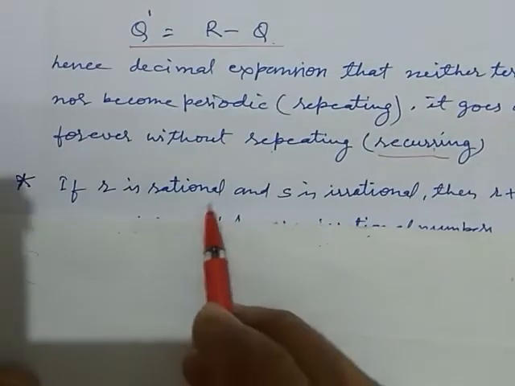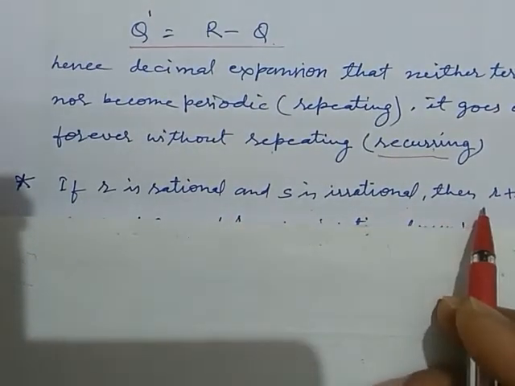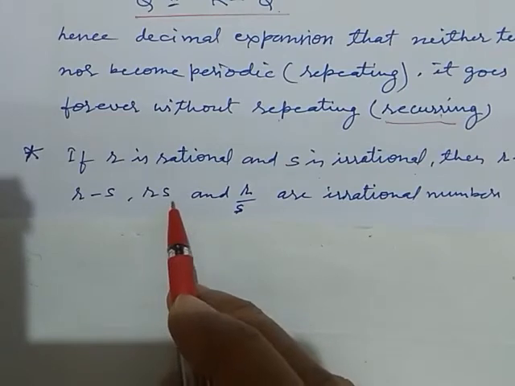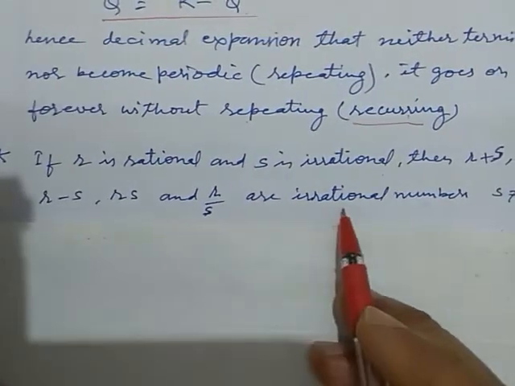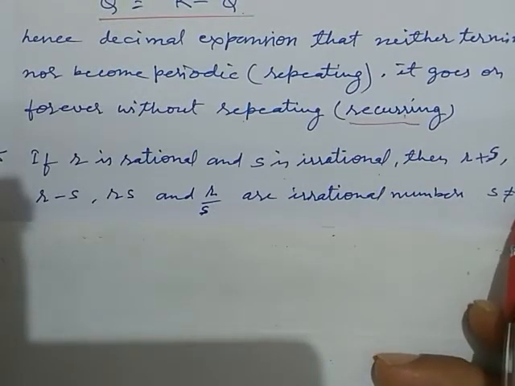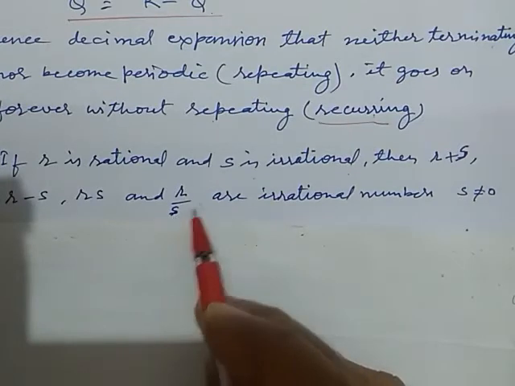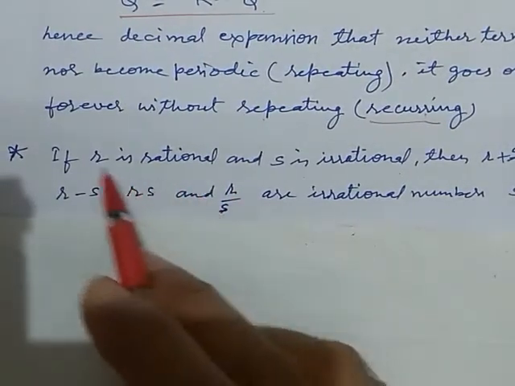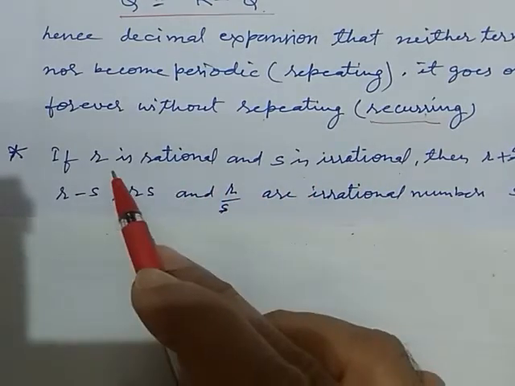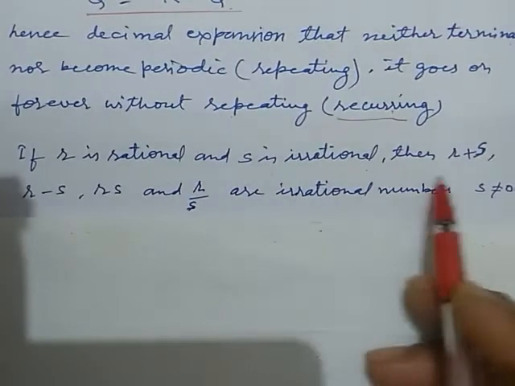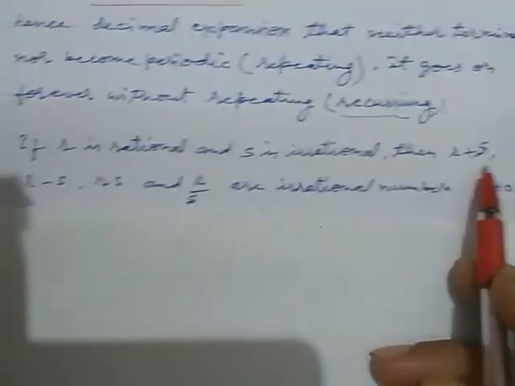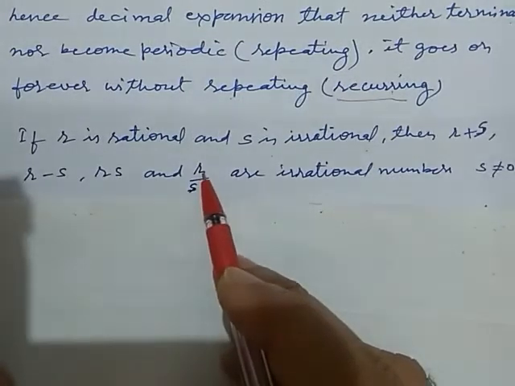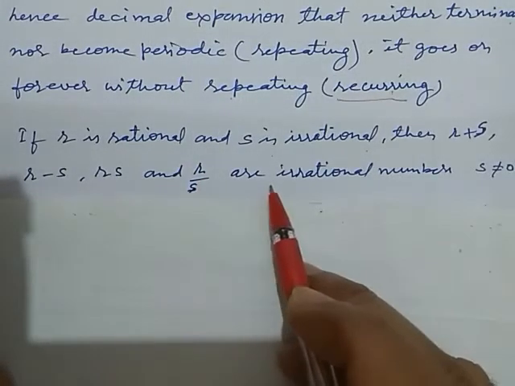If r is rational and s is irrational, then r plus s, r minus s, r into s and r divided by s are irrational numbers, where s is not equal to 0, because if s becomes 0 then this becomes an undefined form. So always remember, if one number is rational and the other is irrational, and we perform addition, subtraction, multiplication or division, all results are irrational numbers.